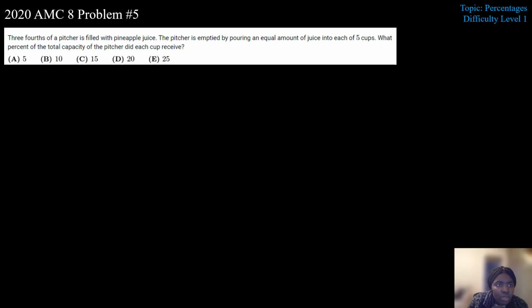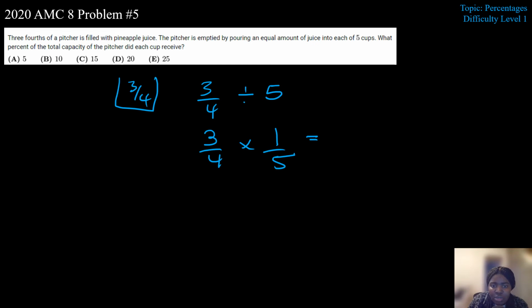Okay, so we know that it's 3/4. So this is filled with 3/4, and that's divided into 5. So 3/4, if we divide that by 5, that gives us 3/4 times 1/5. And so this gives us 3 out of 20. All right, so each of the 5 cups is going to get 3 out of 20 of the entire pitcher.